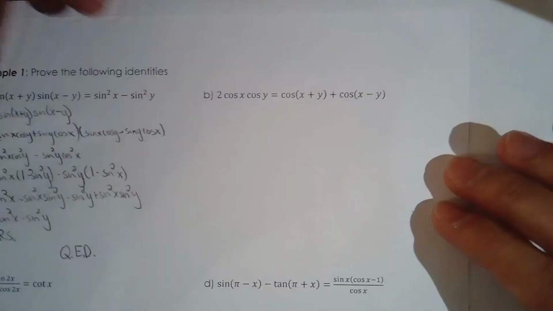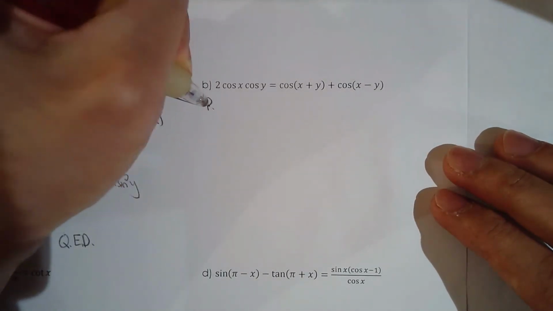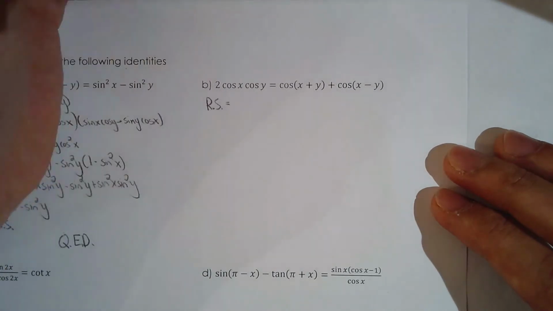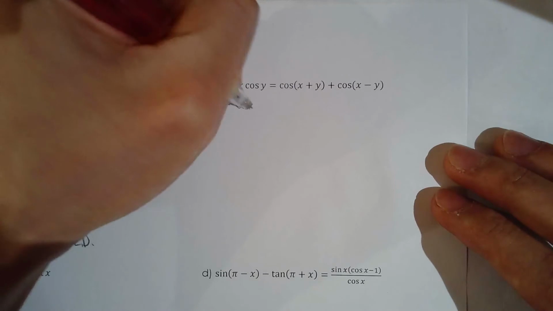All right. For part B, I'm going to work with the right side. And you have to know your addition and subtraction formula for cosine. If you don't have them memorized, please go memorize them.